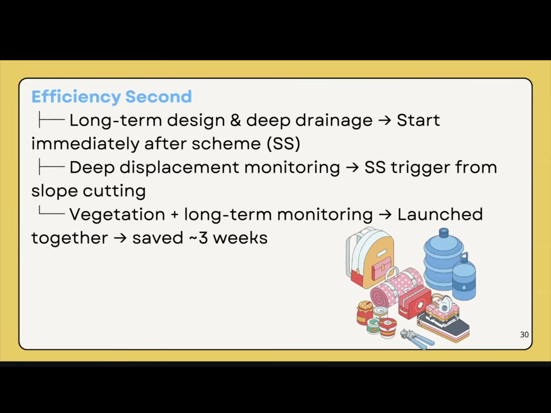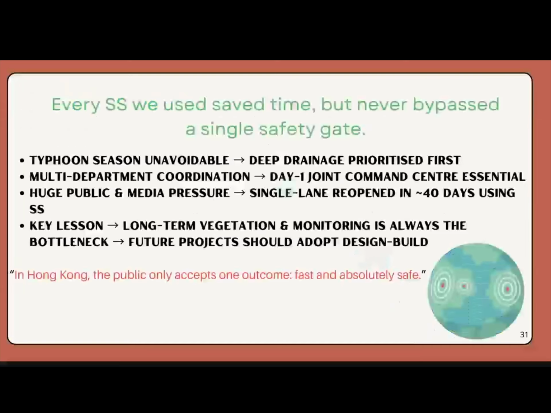For efficiency, we use start-to-start relationships wherever safety is not compromised. Long-term design, deep drainage, real-time monitoring, and vegetation restoration all start earlier, saving roughly 3 weeks and achieving partial reopening in about 40 calendar days.